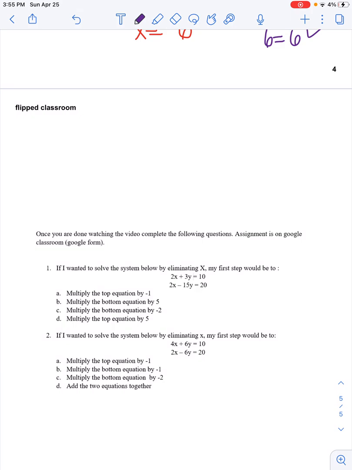And then if I wanted to solve the system by eliminating x here, what would be my first step? Multiply the top equation by -1, multiply the bottom equation by -1, multiply the bottom equation by -2, or add the 2 equations together. Okay? And I want to eliminate x in both. So take your time, do that on the Google form. That's going to be your homework for tonight.